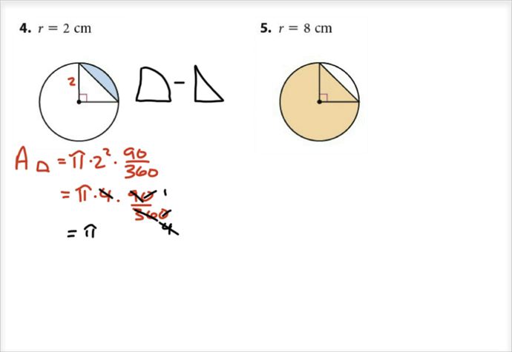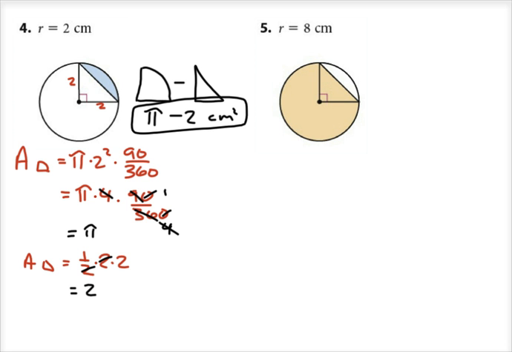Now let's figure out what the area is for the triangle. So for the triangle, I know the formula is 1/2 base times height. Well, the base in the triangle is the radius as well, which is 2. And the height is the radius, which is 2. So I get half of 2 times 2, which is going to be 2. So final answer, I'm going to even look at my little pictures up here, would be the area of the sector, which was pi, minus the area of the triangle, which was 2, and my units are centimeters squared.